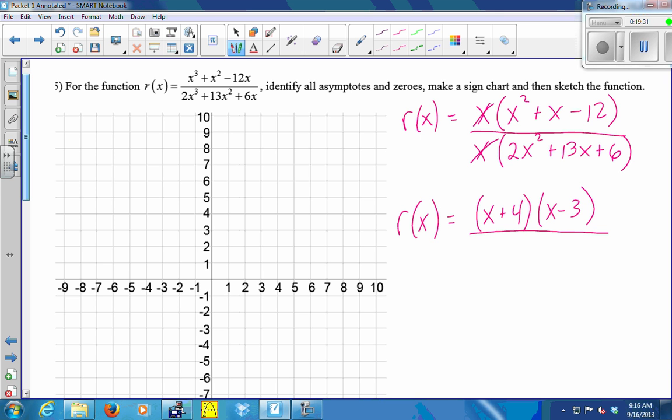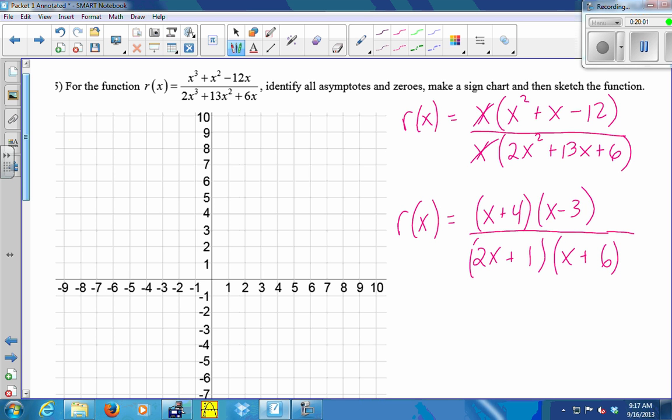How about my denominator? Can that factor? It would have to be a 2x and an x, and my last entries would have to multiply to 6. Oh, I think 6 and 1 would work, because then I have 12x plus 1x gets me the 13x. So that's it. Nothing else cancels, right?